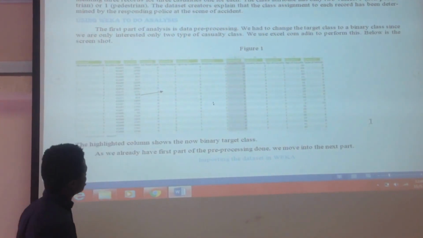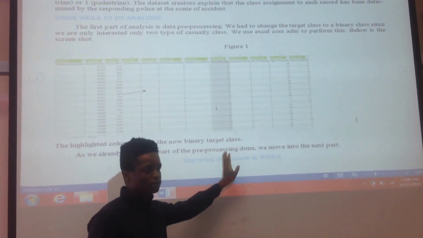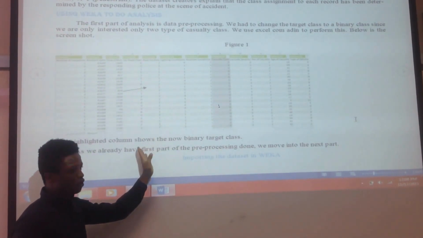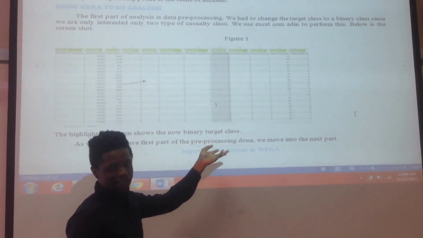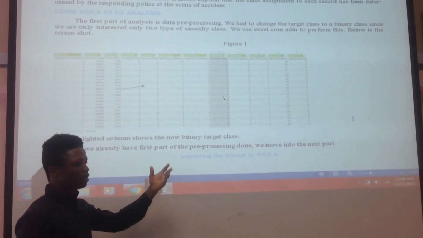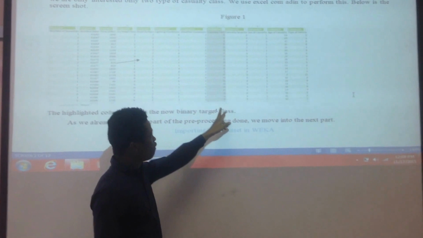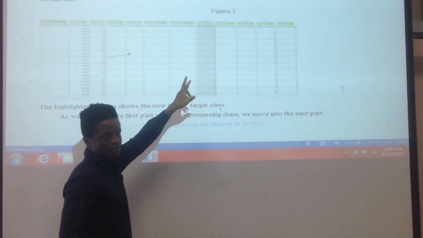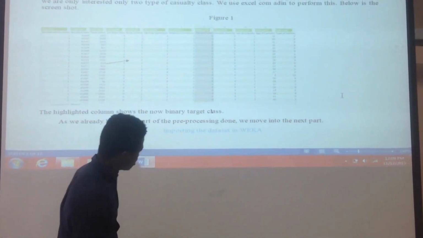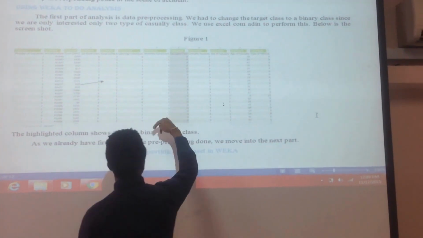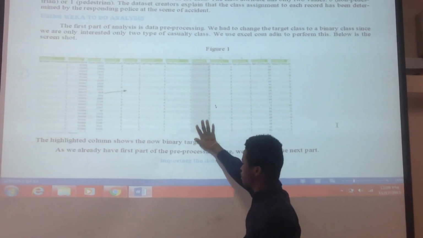Previously the values were 1, 2, and 3. 1 for driver, signifying that the casualty was a driver. 2, signifying the casualty was a passenger inside the car. 3, that the casualty was a pedestrian. But in this case, we make the value 0 to be either a passenger or a driver, while 1 signifies a pedestrian. So after the initial preprocessing, we got this version of the dataset.